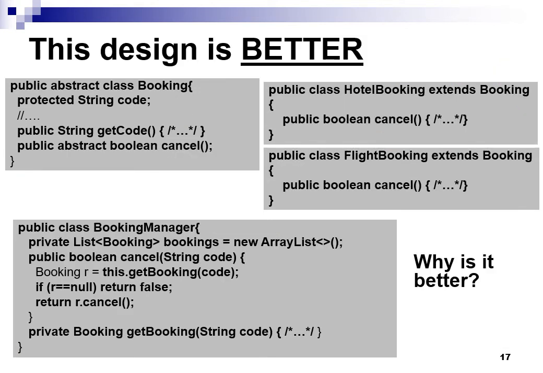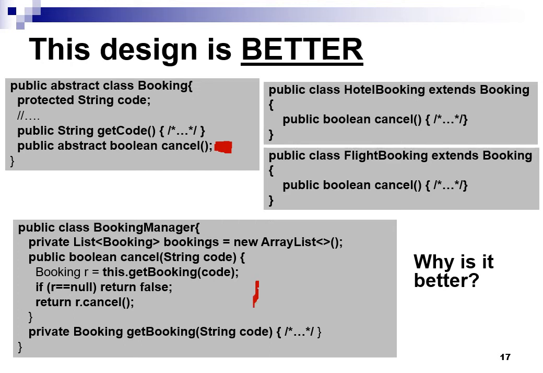So a much better design is given here. Because we can cancel depending on the subtype of booking, it's much better to say that any booking can be cancelled. So let's put a name to this code that was here before.